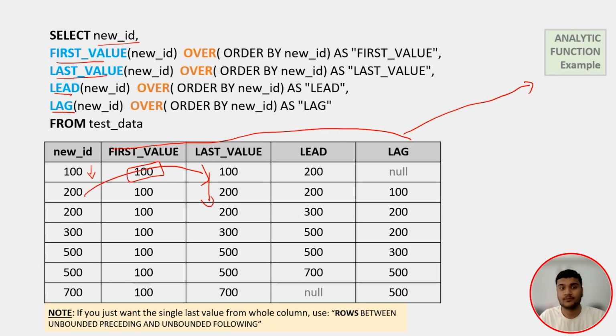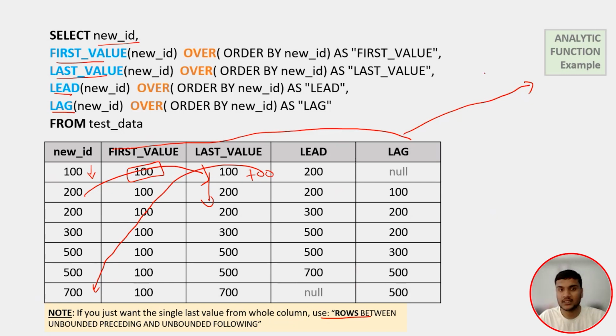Here I have written a note. If you just want the single last value from the whole column, we have to use ROWS BETWEEN UNBOUNDED PRECEDING AND UNBOUNDED FOLLOWING. This is another concept we'll see in our upcoming videos. But remember for now that if I use such syntax, only then will I get 700. Why? Because this is my last value here, 700.